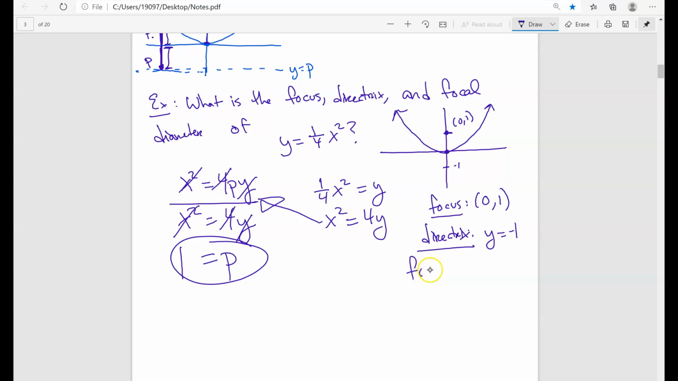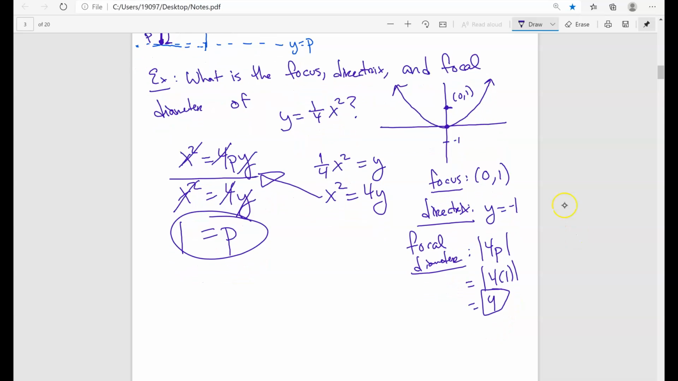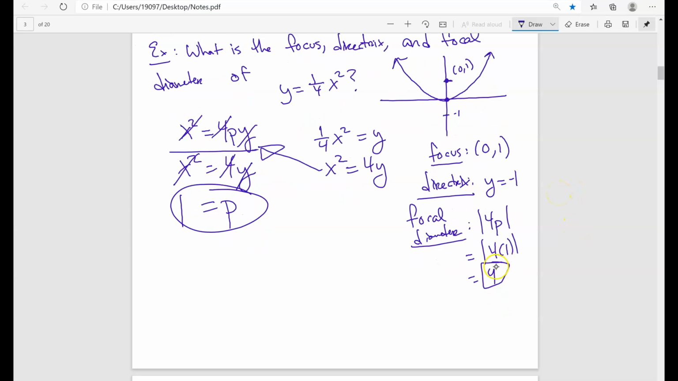And then the focal diameter is just going to be the absolute value of 4p. So 4 times 1, which is going to give me 4. Okay, so that's going to be the focal diameter. So notice that you might be wondering, why is it absolute value? Well, remember that p can be negative. So if p was negative, there's no way that you can have a negative distance or a negative diameter.